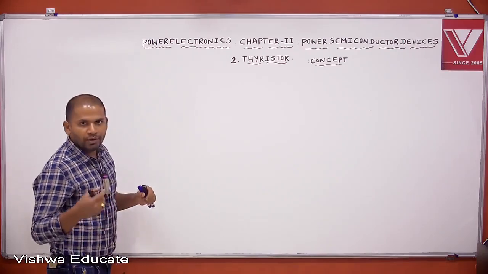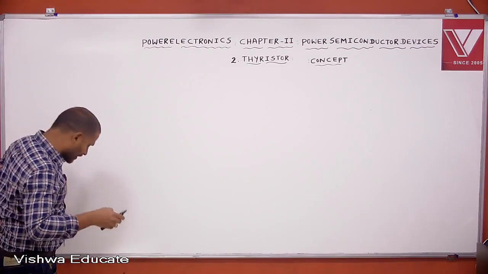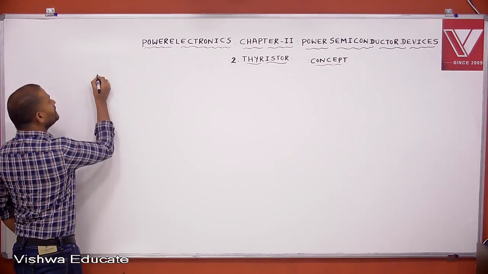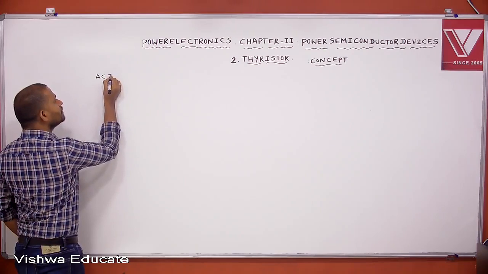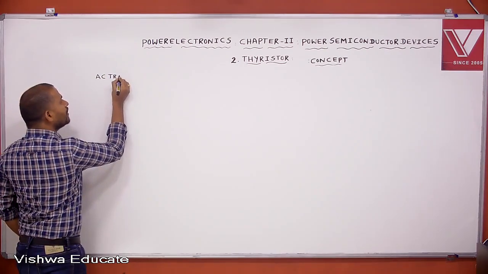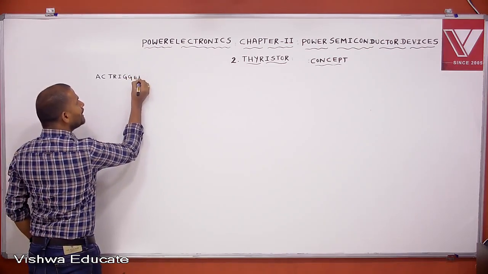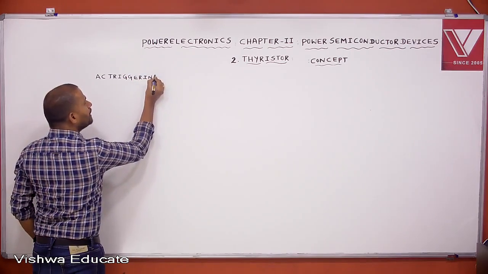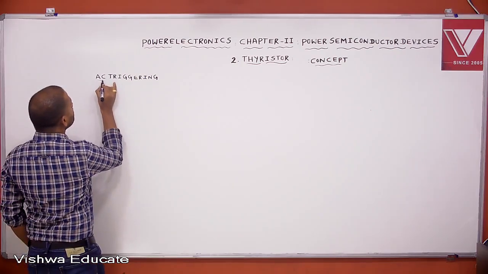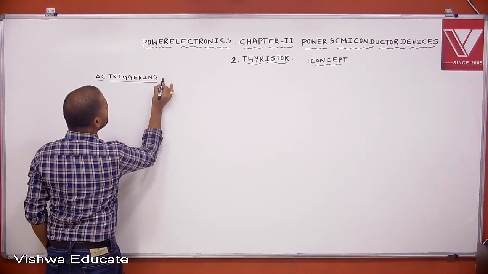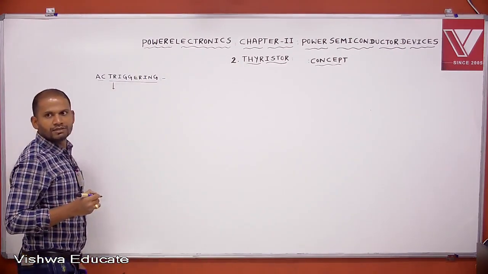To overcome those drawbacks, we mainly implement AC triggering. In AC triggering, pulse triggering is important. Many AC triggering methods are there. We also use sine wave triggering, cosine wave triggering, and so on. But in AC triggering, the one important method, pulse triggering, is more favorable. In this AC triggering, concentrate mainly on pulse triggering.